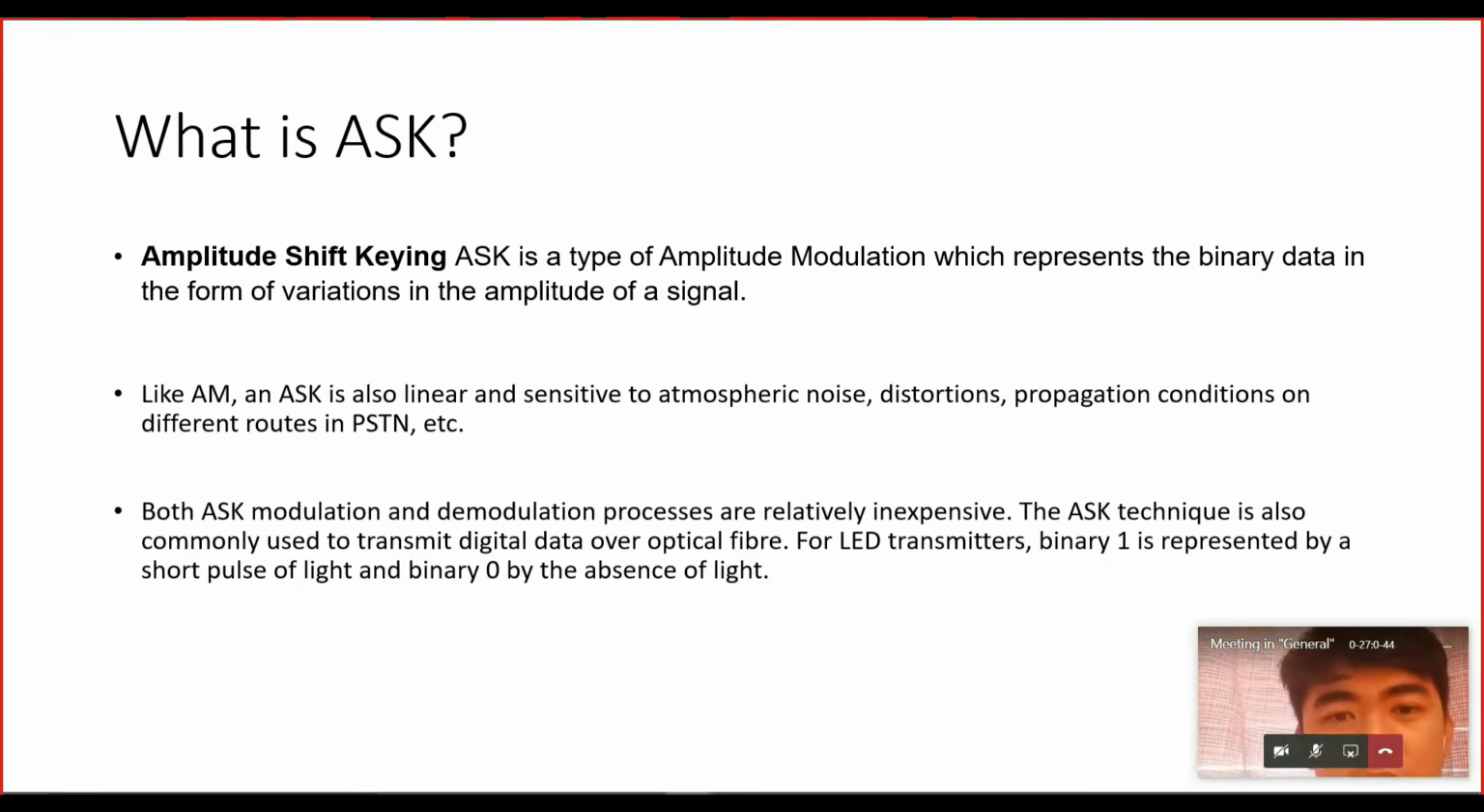Then both ASK modulator and demodulation processes are relatively inexpensive. The ASK technique is also commonly used to transmit digital data over optical fiber. For LED transmitters, binary 1 is represented by a short pulse of light and binary 0 by the absence of light. Simple lang po yung construction ng modulation at demodulation ng ASK.